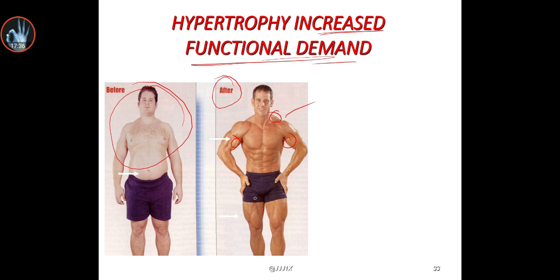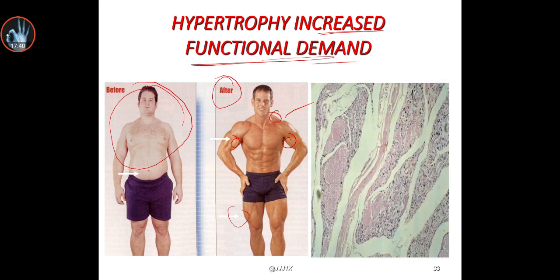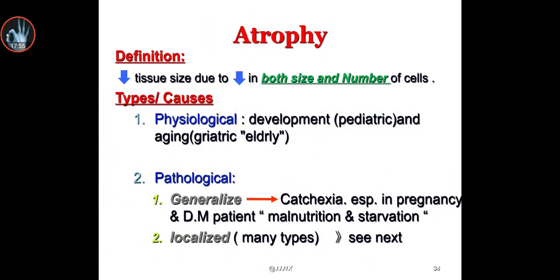As you see, there are some arrows، بعض الأسهم اللي تبين لنا هذا الشيء، وهذه under microscope. This is normal cells, as you see. This is hypertrophy cells. Look how it's become huge، كيف أصبحت كبيرة.